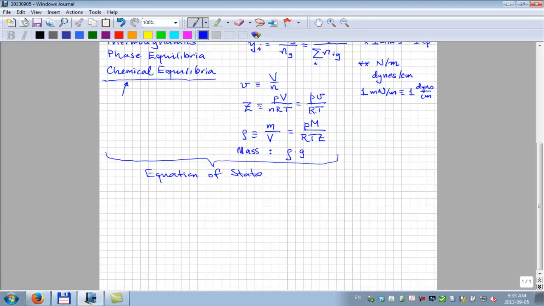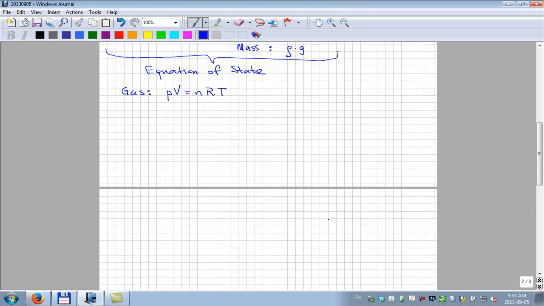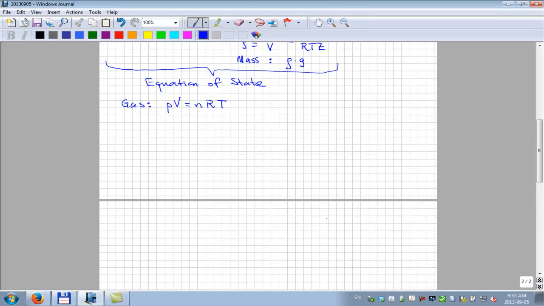Okay? And we've already talked about the gas equation of state, which is pressure times volume is equal to the number of moles, the gas constant times absolute temperature. We've already talked in great detail about that equation of state. But that equation of state can only be applied, the way I've written it here, to ideal gases, okay, low pressure, very high temperature gases.